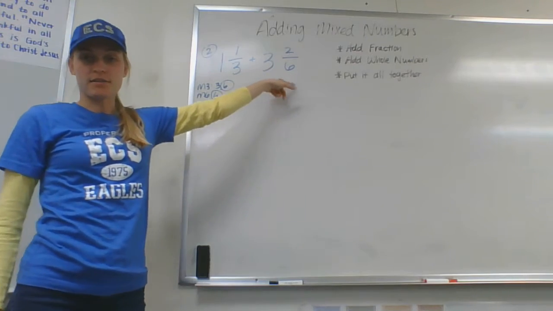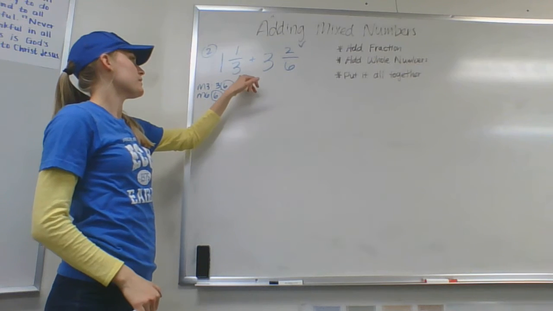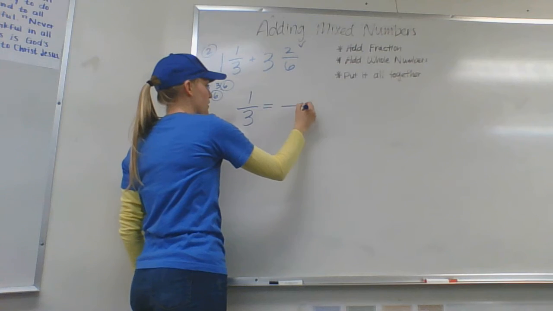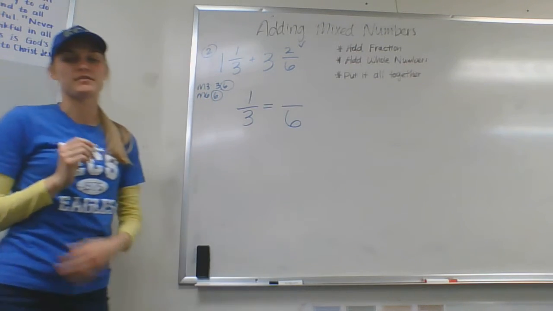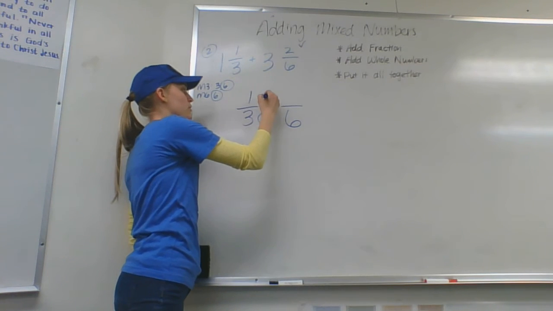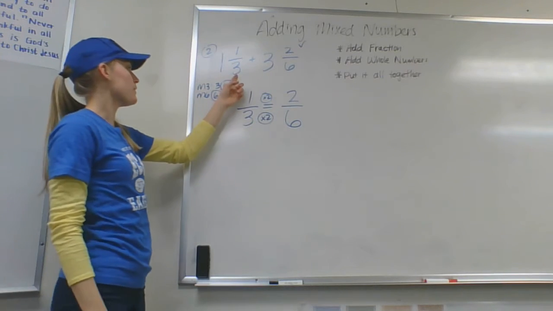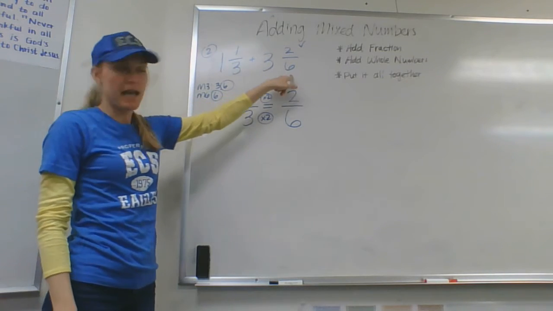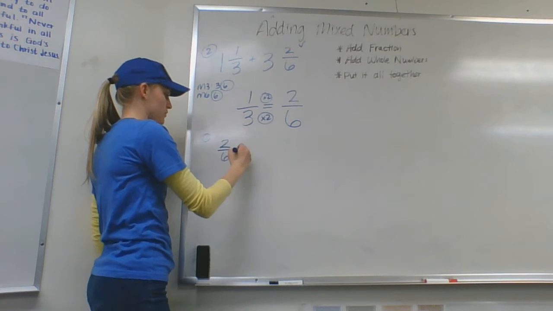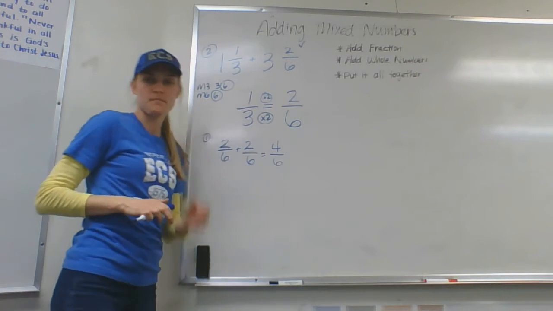This one already has a denominator of 6. Good to go. This one needs to have a denominator of 6. So let's make that happen. We got 1/3. We want an equivalent fraction with a denominator of 6. 3 times 2 is 6. So we're going to do 1 times 2. That will give us 2/6. So this fraction equals 2/6. We're going to add it to 2/6. This is step 1. Add the fractions. 2/6 plus 2/6 equals 4/6.